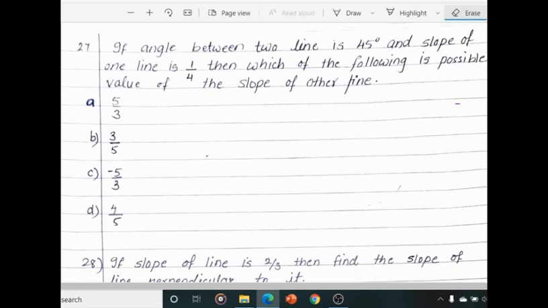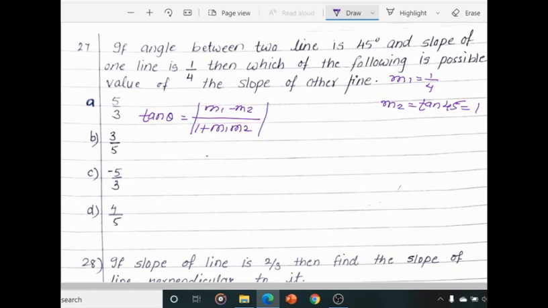If the angle between two lines is 45 degrees and the slope of one line is 1 by 4, then which of the following is a possible value of the slope of the other line? See here, the first line slope is given, m1 is equal to 1 by 4. For the second slope, we use tan theta, that is tan 45, which is 1. The formula is tan theta is equal to mod of (m1 minus m2) upon (1 plus m1 into m2). Solve this.